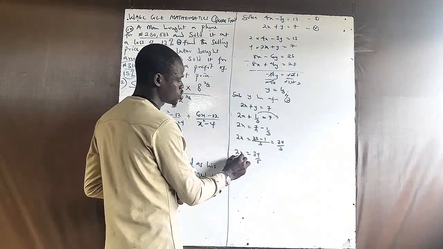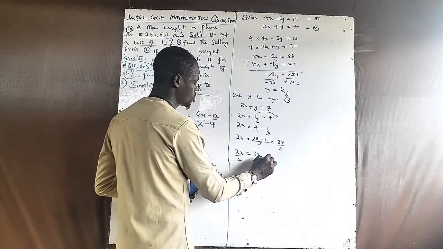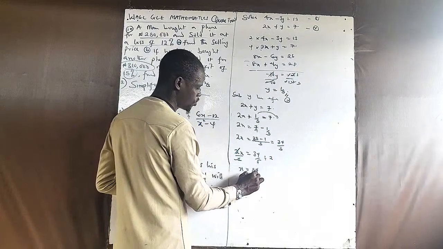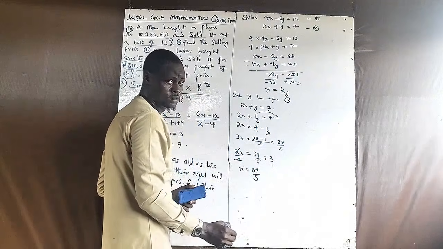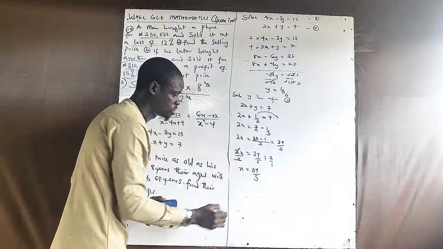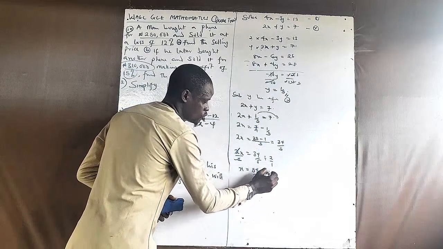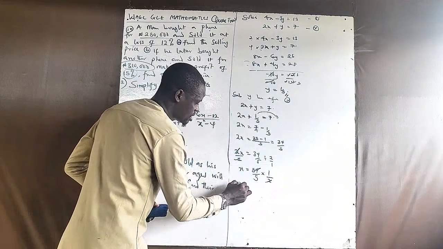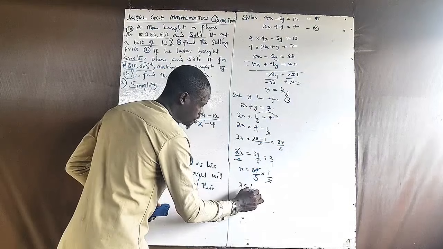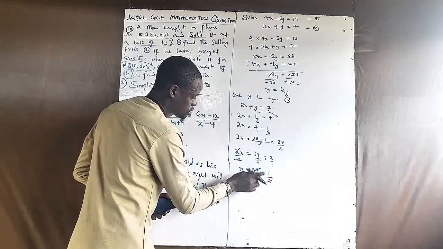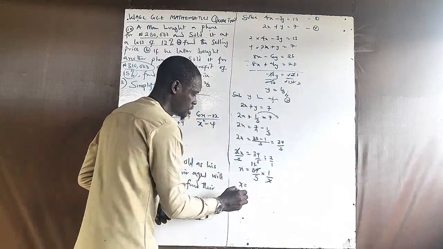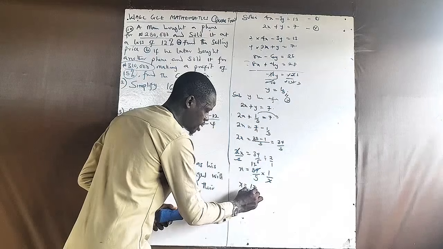Dividing both sides by 2, x will be equal to 34 over 5 divided by 2 over 1. Change this division to multiplication. This 1 will go up and 2 will come down. So 2 divided by 34, I'll be having x equal to 1 over, x equal to 2 in 34 will give me 17. That will be 17 over 5.